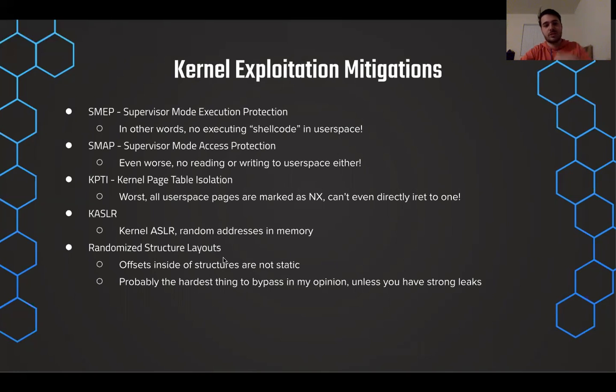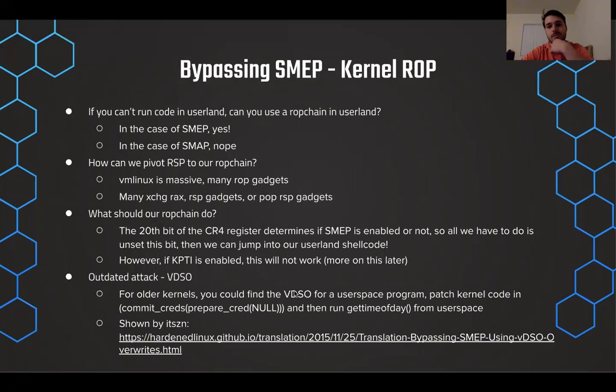And then the randomized structure offsets are another thing where it moves different parts of the structure around so that it's not the same. So if you have a task struct and you're like, okay, comm is the 20th word. If you have randomized structure layouts, it's not necessarily the 20th word. So that's another interesting thing that you can compile into the kernel.